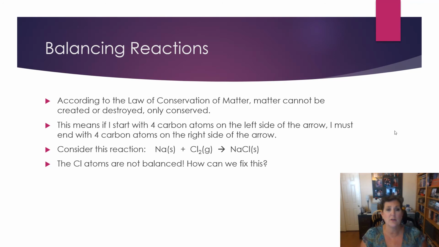So let's look at this reaction. I have Na solid, sodium, plus Cl2 gas makes NaCl solid. So according to that reaction right now, I just have 1 sodium atom, but Cl2 means 2 chlorine atoms bonded together. So there's 2 chlorine atoms, and then the arrow, and then NaCl, and there's just 1 Na and 1 Cl. Uh-oh, the chlorine atoms are not balanced. How can we fix this? I want you to think about it for a minute.